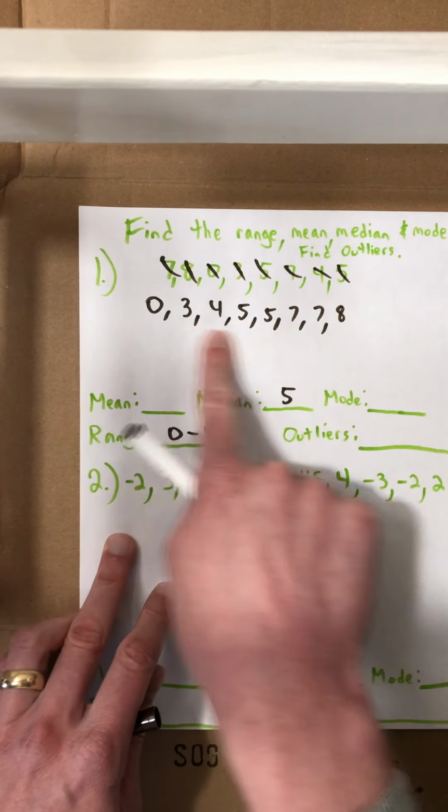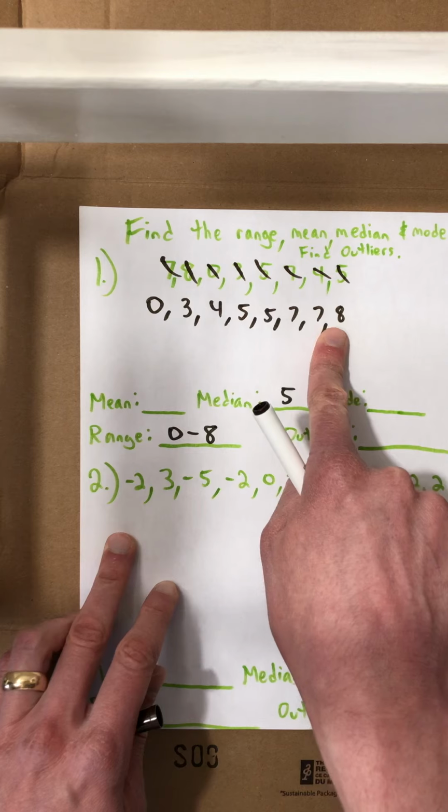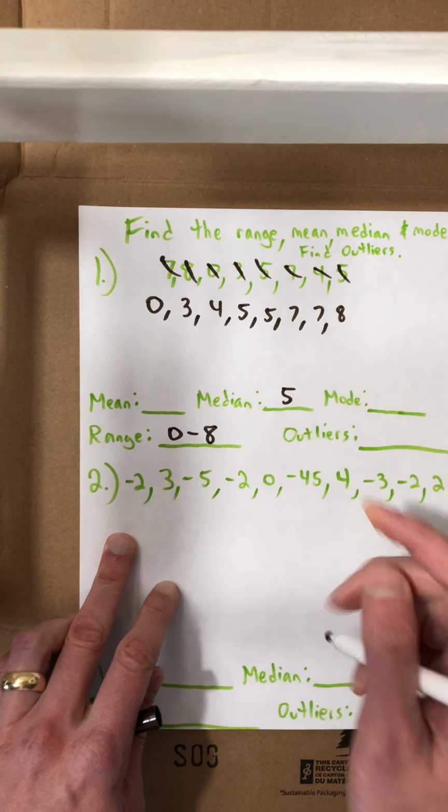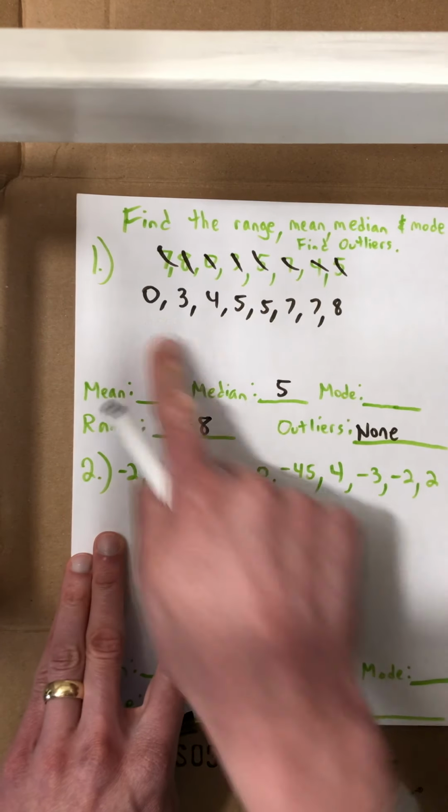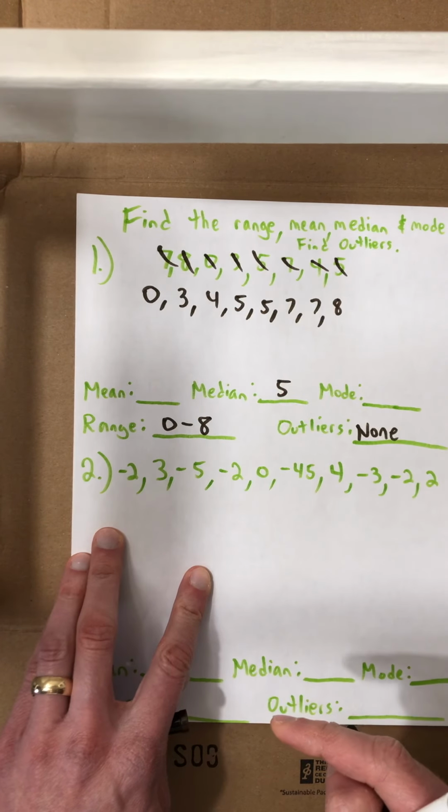Outliers. These numbers are all fairly close together. They're not too far apart at all. So I would say that there are none. There's no outliers in this set of data. The numbers are all pretty close together.